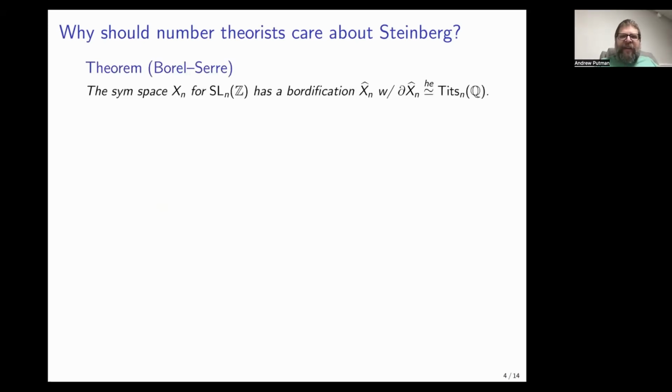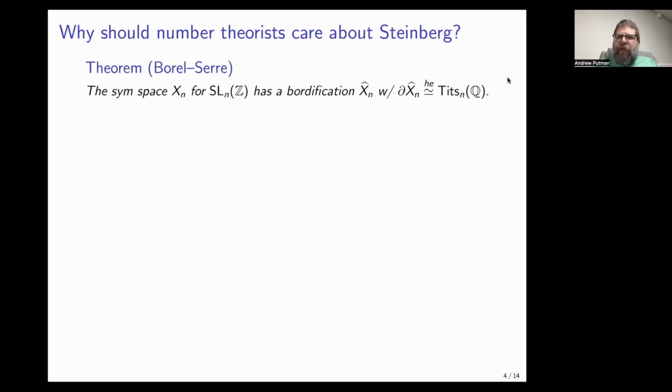The basic fact is a theorem of Borel and Serre. Borel and Serre proved that the symmetric space X_n for SL_n(Z) has a bordification. The symmetric space is the basic contractible space on which a group like SL_n(Z) acts. In this case it's SL_n(R) modulo a maximal compact subgroup, modulo SO_n. So this is a non-compact symmetric space. It's encoding flat metrics on tori. But because it's a non-compact space, we are driven to want to construct a boundary to it. We want to figure out what's going on at infinity. And Borel and Serre proved that it has a bordification. So it's the interior of a manifold, and the boundary is homotopy equivalent to the Tits building.